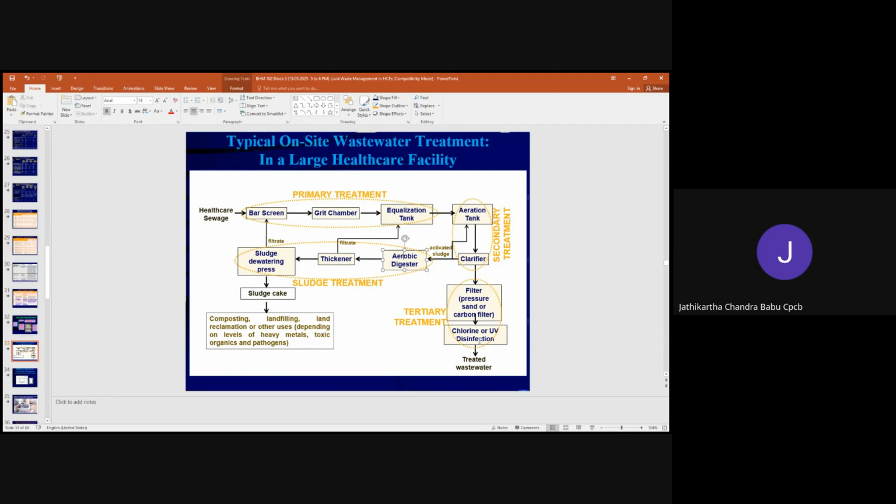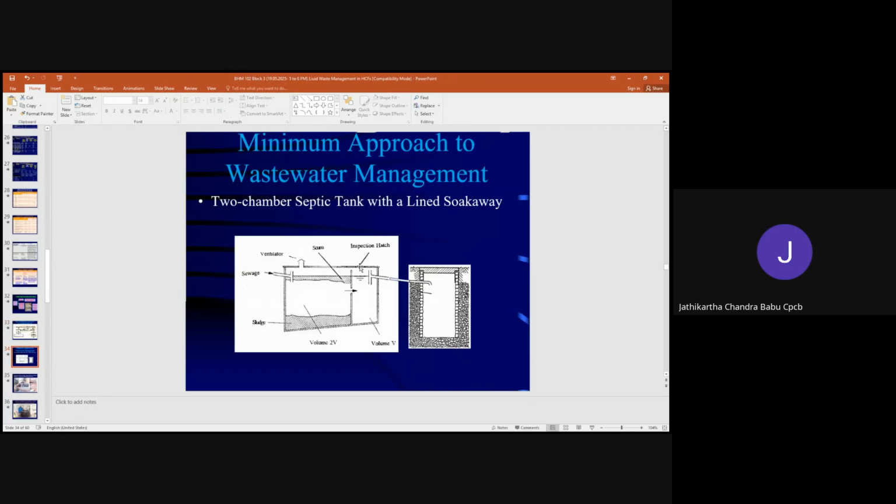Whatever wastewater is treated can be recirculated for washing purposes, or it can be discharged. This is about the simple method of treatment of liquid waste for hospitals. I'm not going to explain the units in detail, because you just need the essence of the treatment system. Here, I will show an example.